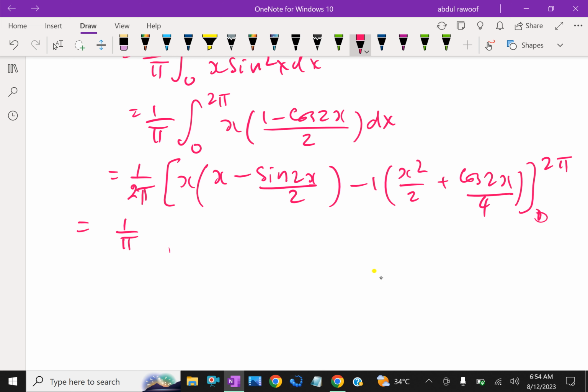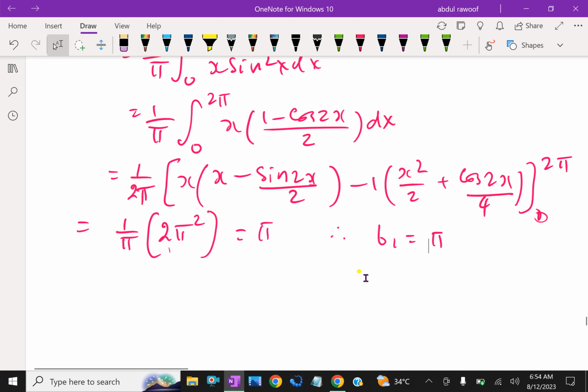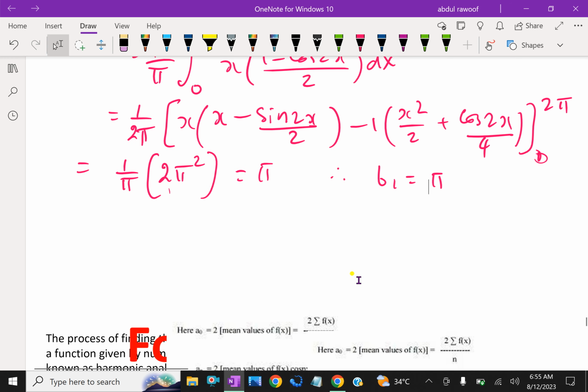Finally we have 1 by pi into 2 pi square, which is equal to pi. Therefore, b1 equal to pi. Now applying the Fourier series expansion of the function x sin x, we can write it. Therefore, f of x, which is equal to x sin x, is equal to: you are substituting all coefficients.